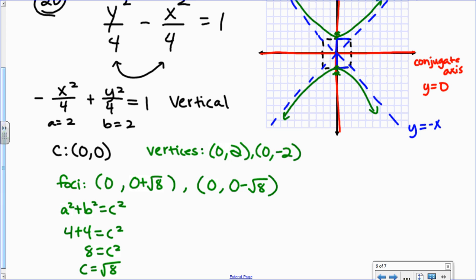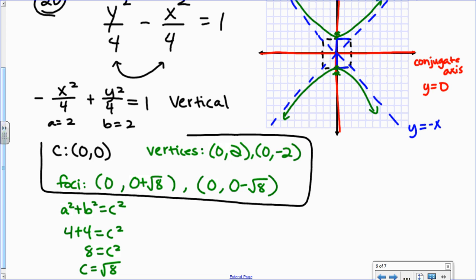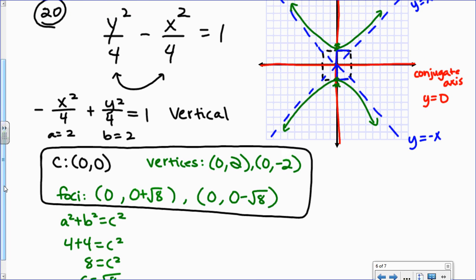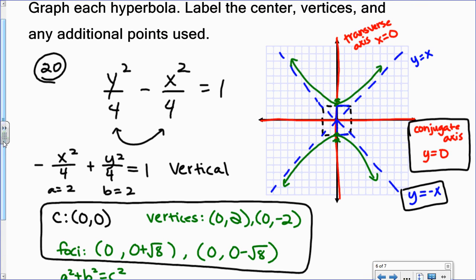So here's my parts. Now all the other work that I'm showing, you're going to need so you can help find these parts. But you want to make sure that you circle or have things organized so I can see where they are. All the parts need to be labeled and graphed, and then draw in the hyperbola. Sometimes students will have all of the parts graphed, but then they forget to just draw in the actual hyperbola, what I have in green. So that's part of it. That's the main idea here. So don't forget that.